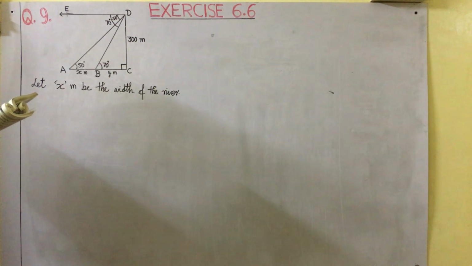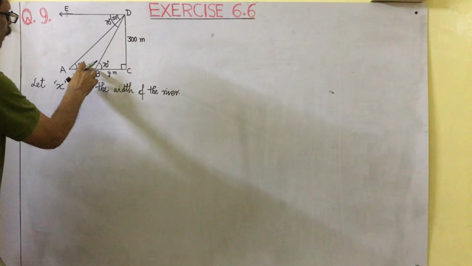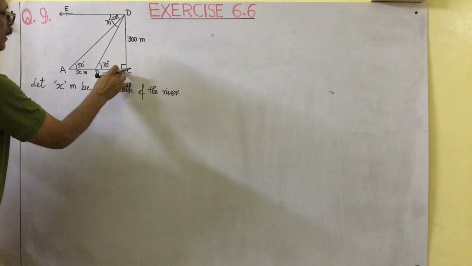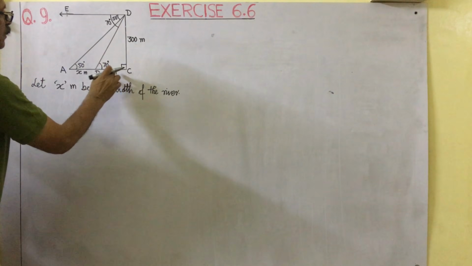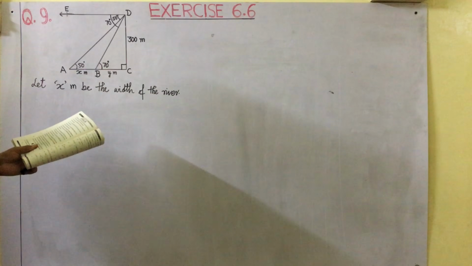How far is the river from the foot of the hill? This is where the river starts, and this is the foot of the hill. So it is y meters, BC. It is y meters away from the foot of the hill.